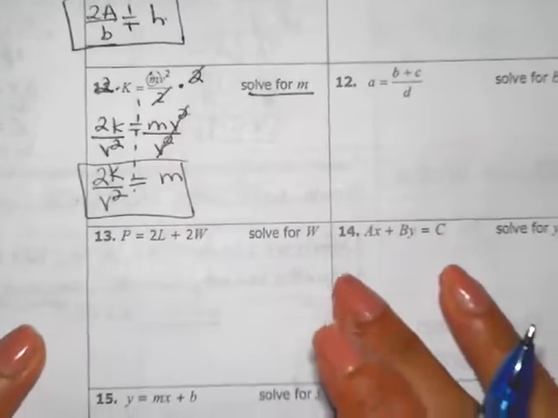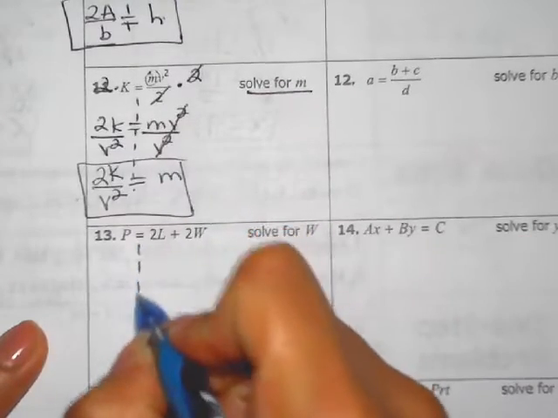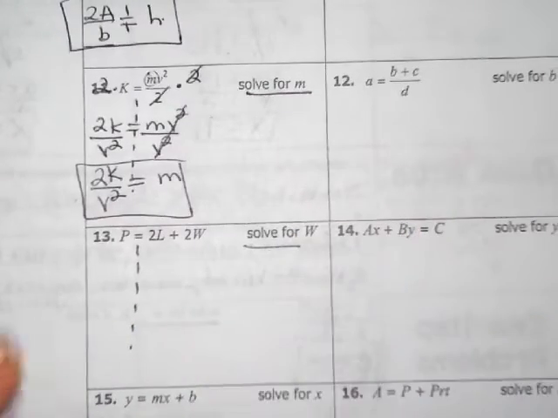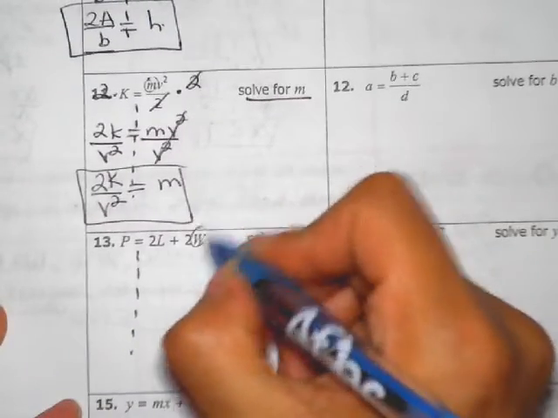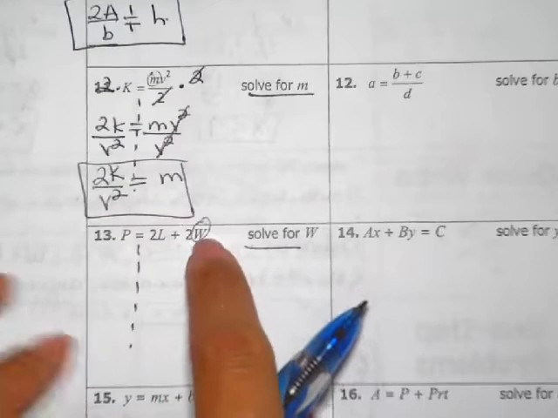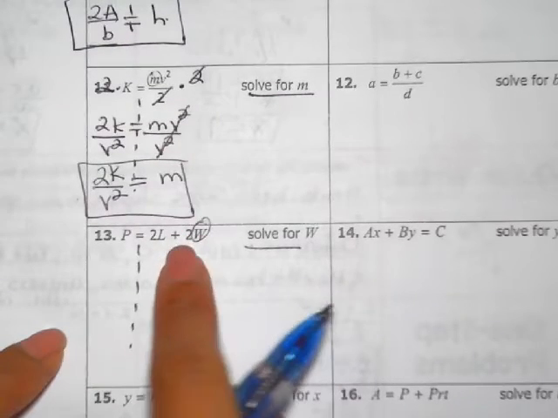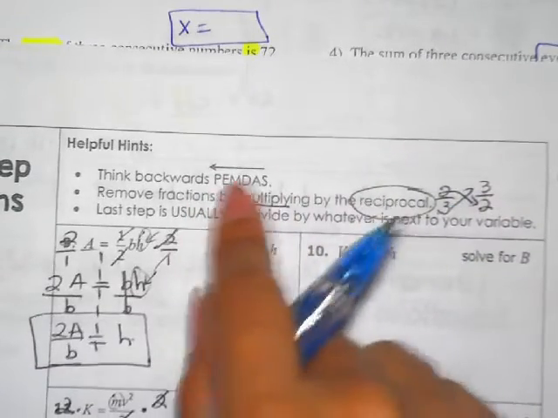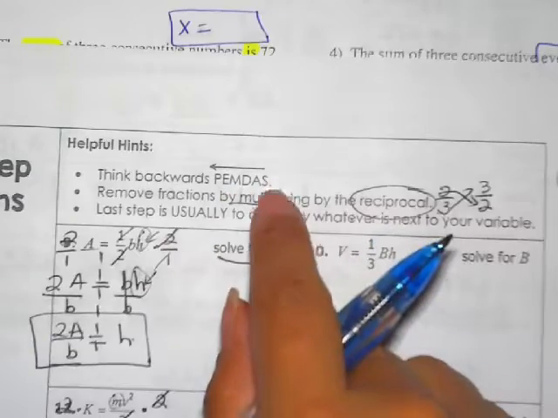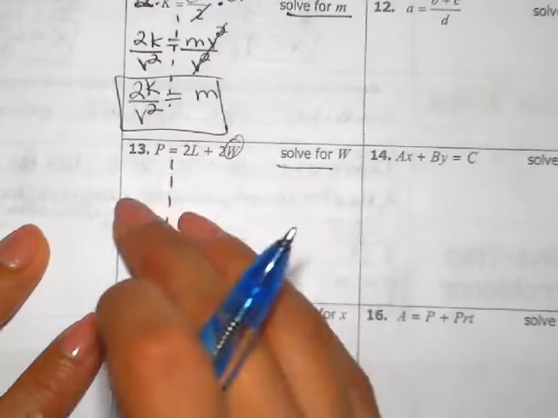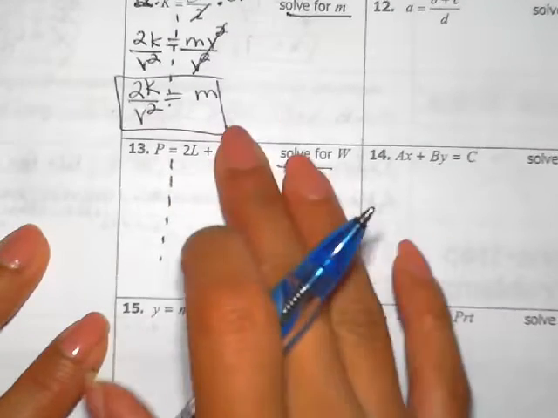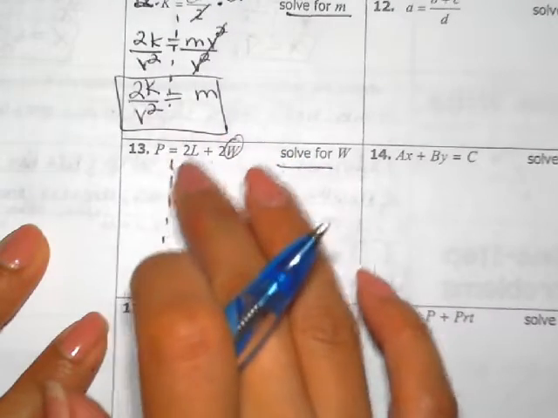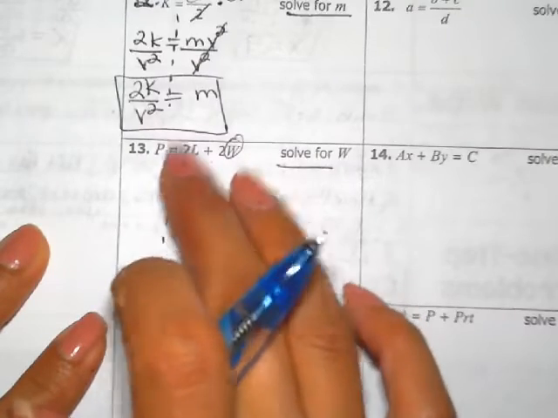Alright. Number 13. We're solving for W. So here it is. The 2 is multiplying by the W, and then it's adding a 2L. So multiplication has a higher order in order of operation, right? Multiplication comes before addition or subtraction. So when we solve, we always have to go backwards. So if multiplication is stronger, then we leave that one to the end and we focus on adding or subtracting. So we're going to get rid of the 2L first.